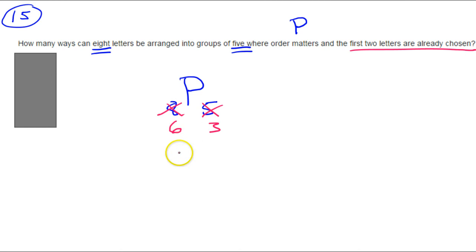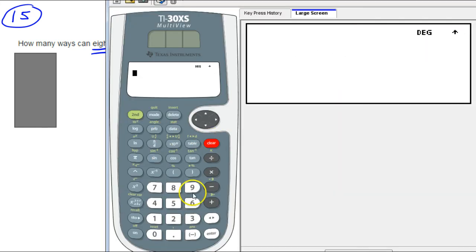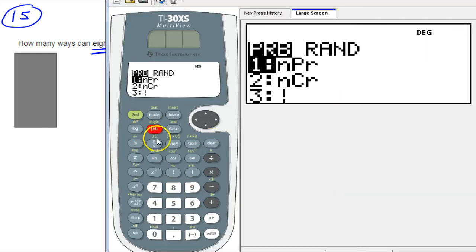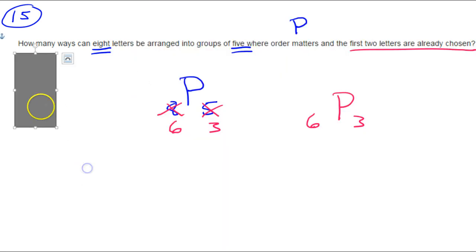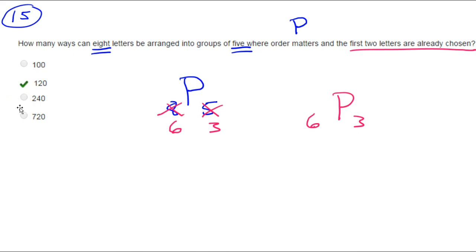We had to take 2 away from both of those categories. So it's really a 6 pick 3 situation if you take away the 2 letters already chosen. So 6 pick 3 should do it for us. We'll do 6, probability, first option for permutations, and then 3. So that is why it is 120.